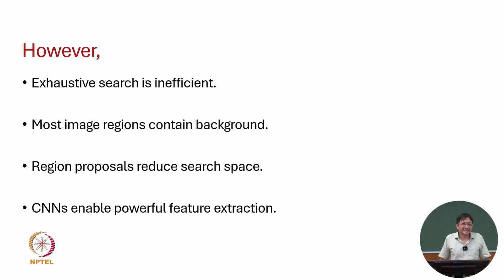Most image regions indeed contain background, so we need some kind of mechanism to focus on a more selected number of windows, instead of taking a sliding window and sliding one pixel or two pixels every time. So what we need basically is some kind of region proposal, and this was included in the RCNN, which can reduce my search space. And as in the last slide, we talked about handcrafted features. Instead of handcrafted features, if we can use CNNs, we can possibly enable powerful feature extraction.